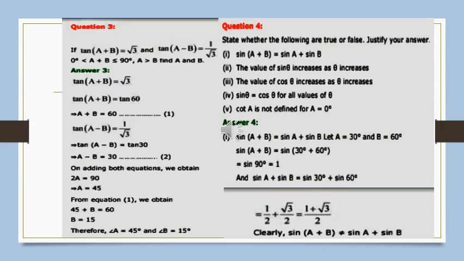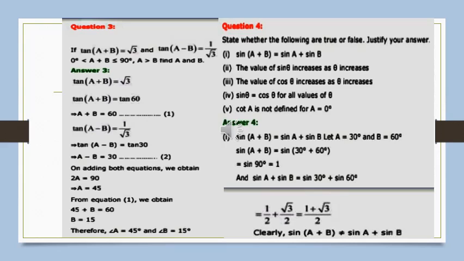See the third question. tan(A + B) equals root 3 and tan(A − B) equals 1 upon root 3. Now A, B, C are the angles of a triangle ABC. So if you compare from the ratio table of some specific angles, you can see tan 60 equals root 3. It means A + B is equal to 60.